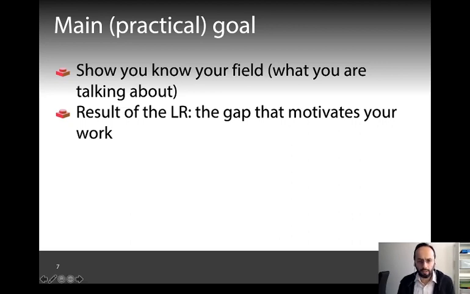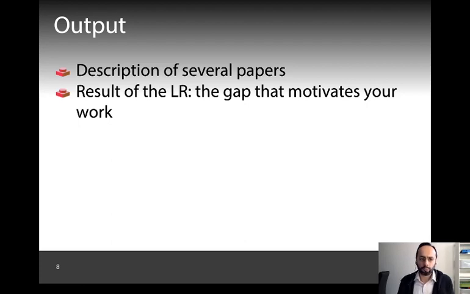And another practical goal or result of the literature review is that by conducting one, you present a gap that motivates your work. In other words, you show what has happened in the past and what needs to happen in order for things to move forward. The output of a literature review is essentially a document, a report, a description of several papers. And as I said, that description of the several papers should point to the gap that would motivate your work.